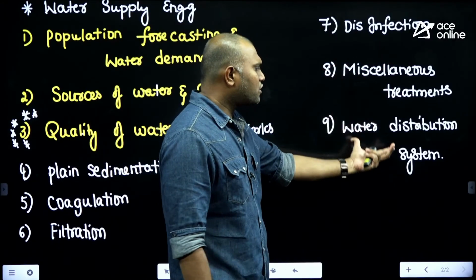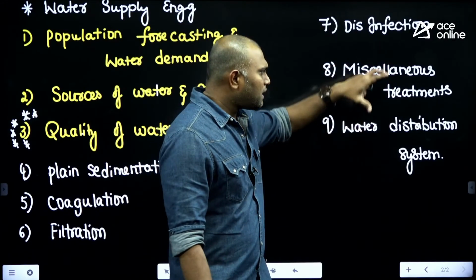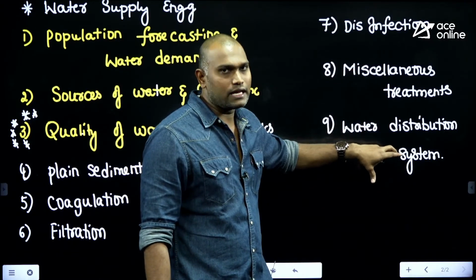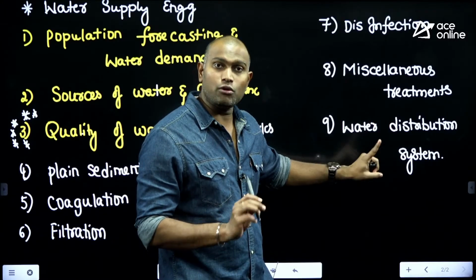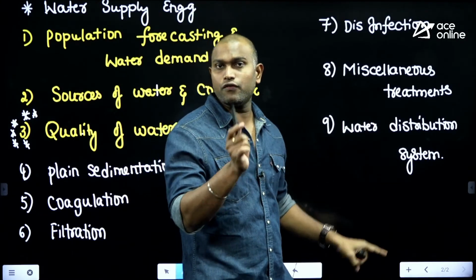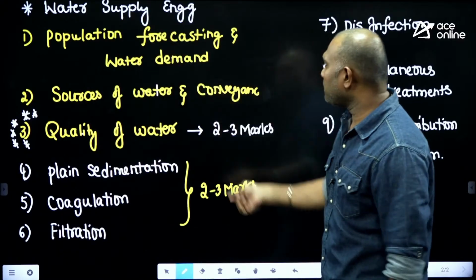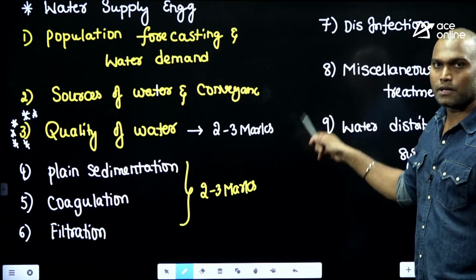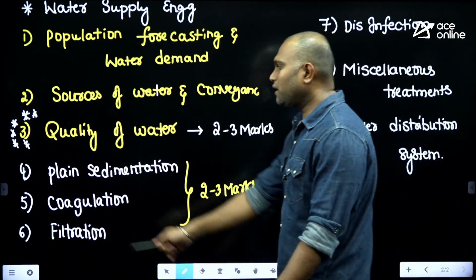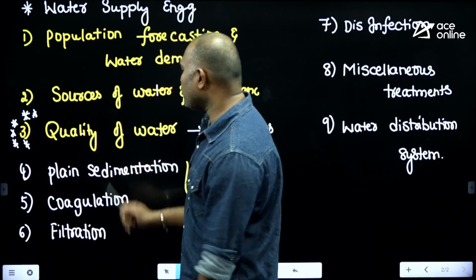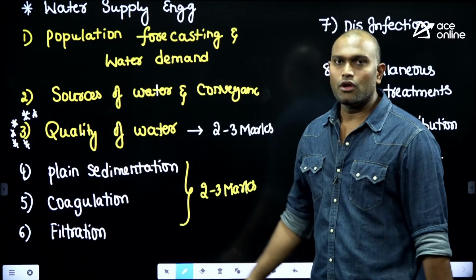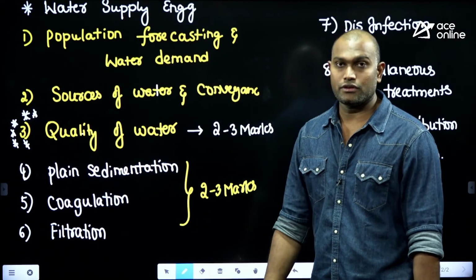And then finally you are going to distribute the water. These are petty topics regarding the GATE examination. Mind you, that doesn't mean that you should not prepare. You have to prepare, but primarily you focus more on water supply engineering. Out of the 9 chapters, your prime focus should be chapters 3, 4, 5, 6: quality of water, plain sedimentation, coagulation, and filtration.